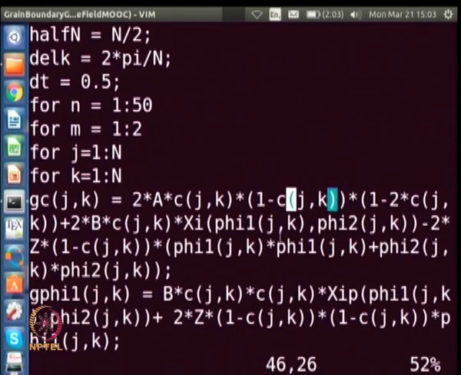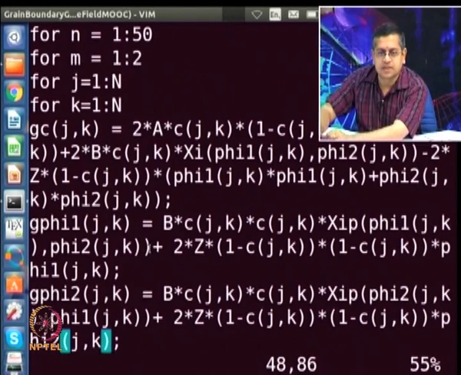and then you have, okay, I think I have made a mistake here. This should be xi function. Sorry, there is no xi function. So, 2 z 1 minus T times, because it is phi 1 squared plus phi 2 squared. So, that is the GFC, and G phi 1 and G phi 2 you can see.